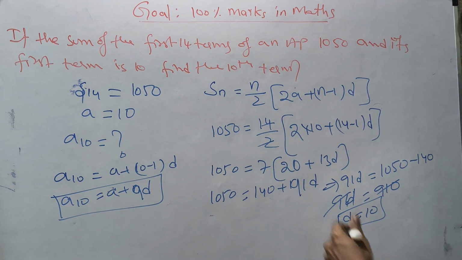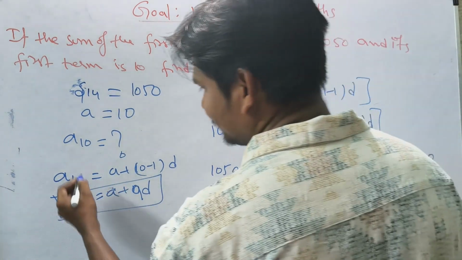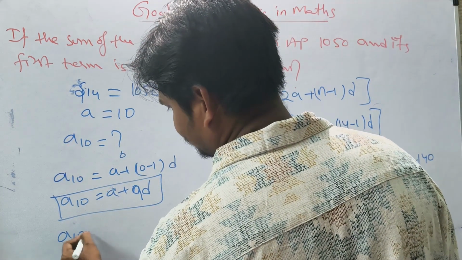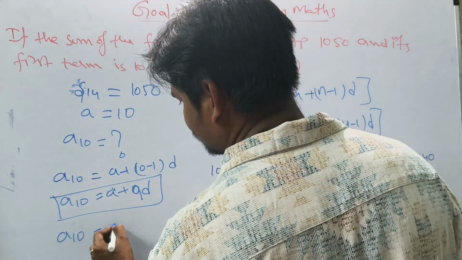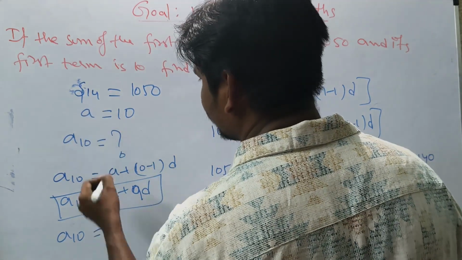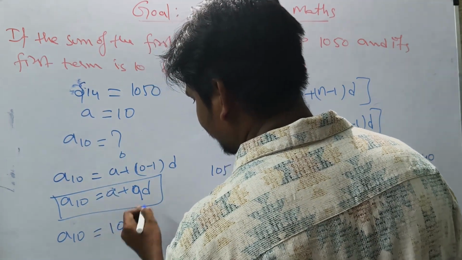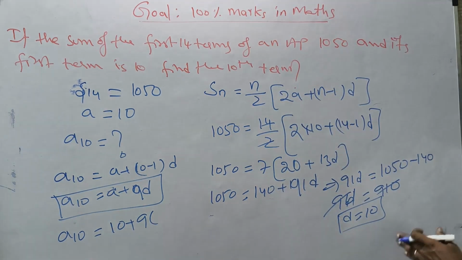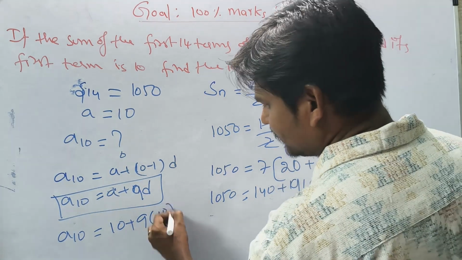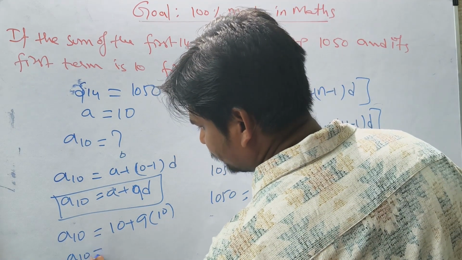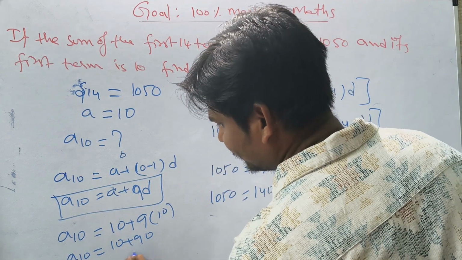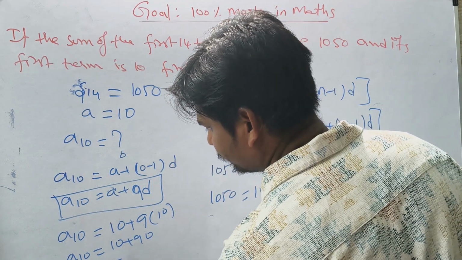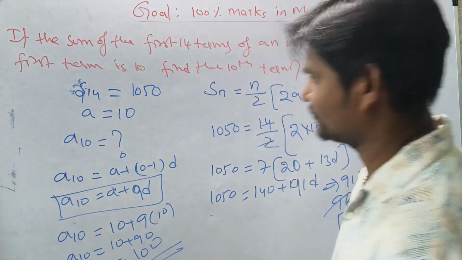Now substitute the d value here, then you will get a10, otherwise the 10th term of the AP. So a10 is equal to, a is how much? Substitute the a value 10, plus 9 into d. The d value we got is 10. Substitute here. Then a10 is equal to 10 plus 90, it gives 100. a10 is equal to what? 100. This is the solution.